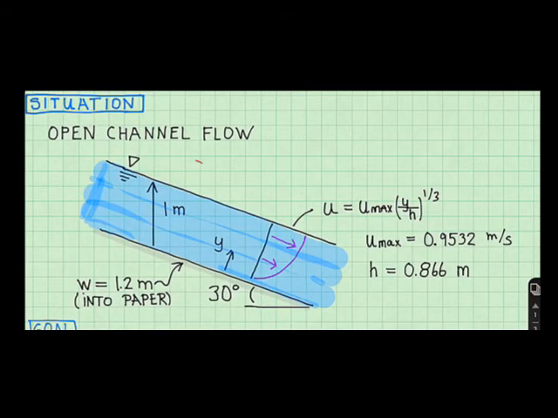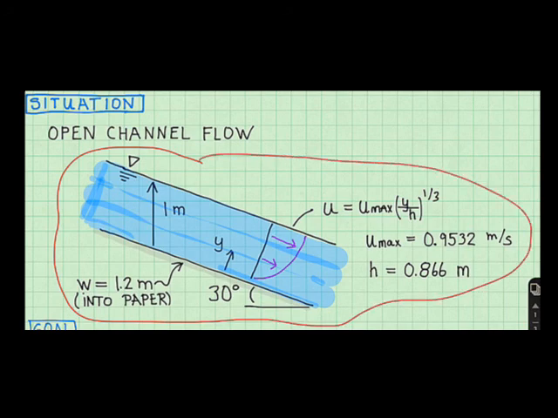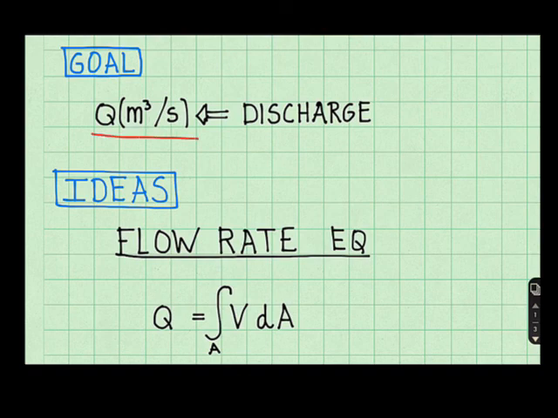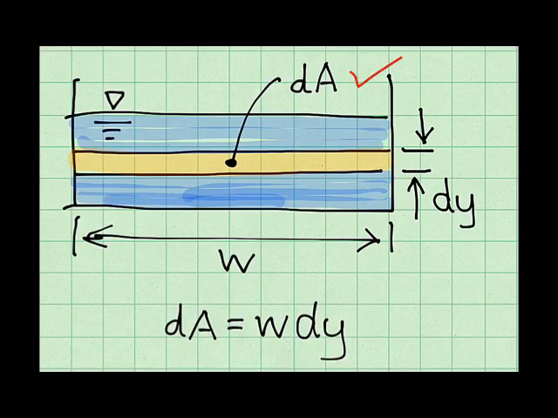I summarize the given information with my situation diagram. I write down my goal. To find my goal, I select the flow rate equation because my goal appears in this equation and because I know the velocity profile. Next, I need to find the differential area. Since the differential area is a rectangle, I multiply the height of the rectangle, dy, by the width of the rectangle, w, and here's my formula for dA.